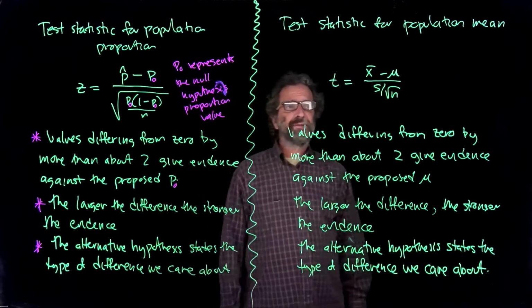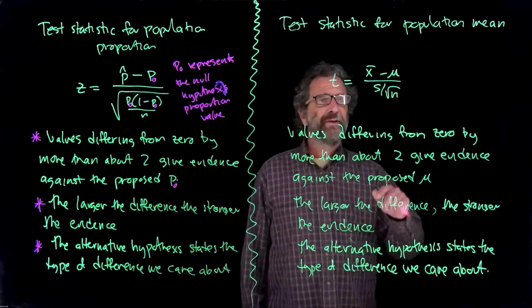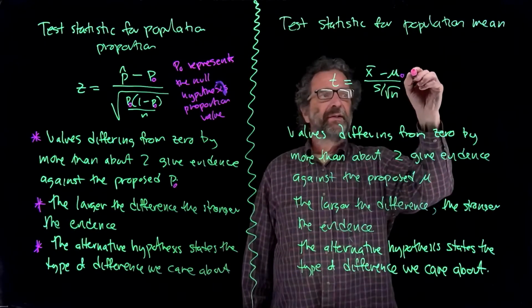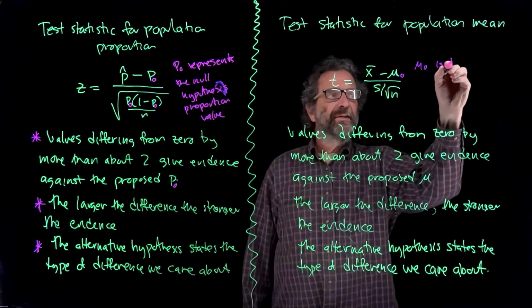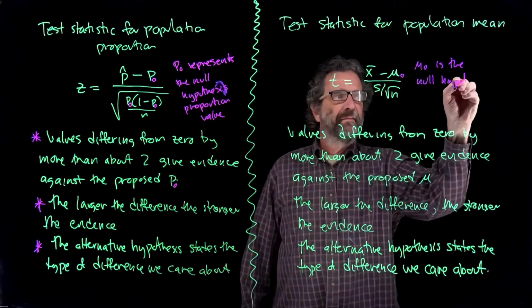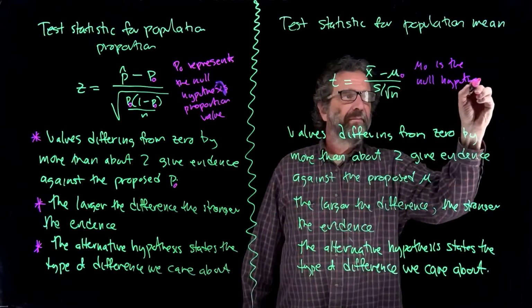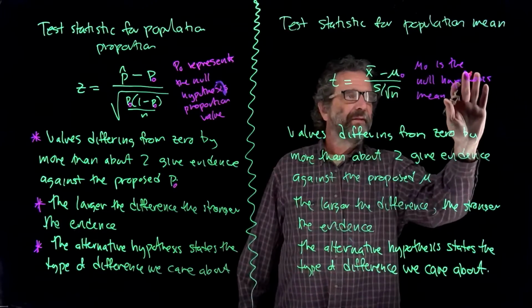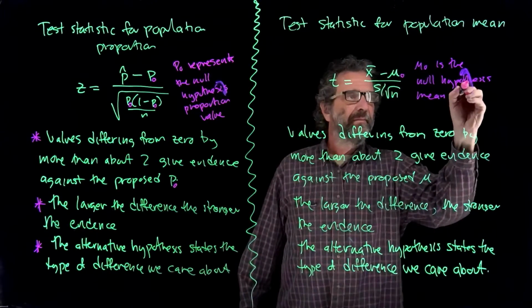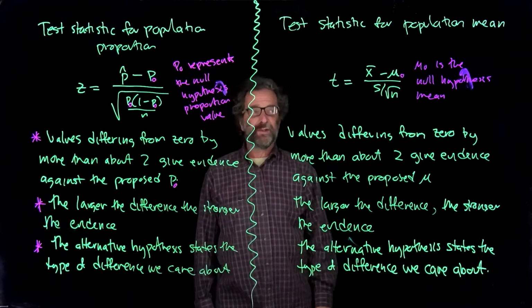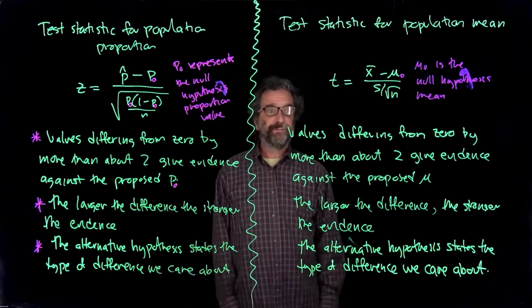And here's a test statistic for the population mean. Same story here. Here, the thing you care about is this mean. So I might call it mu naught. Mu naught is the null hypothesis mean. That's better. The assumed value of the population mean, the null hypothesis mean.